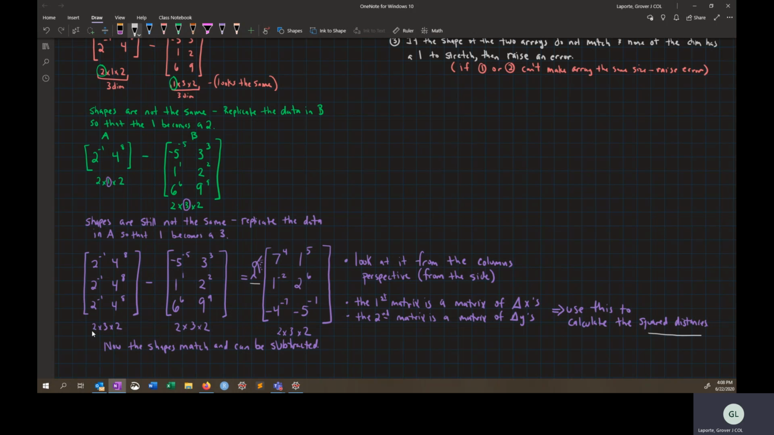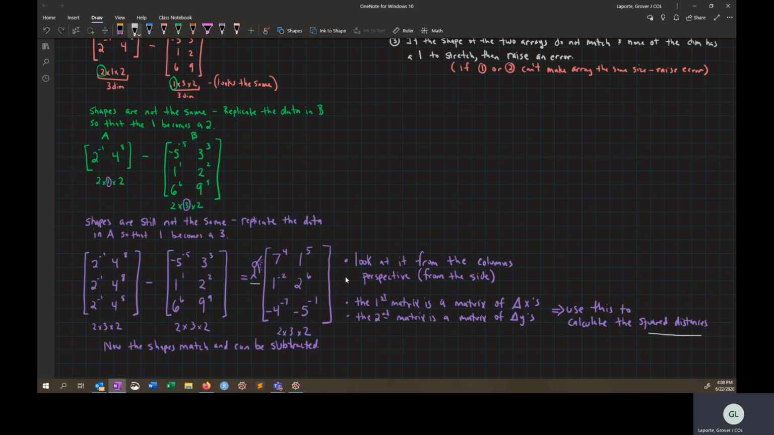And now the shapes are the same. The 2, 3, 2 matches the 2, 3, 2. We don't have anything else to do in the broadcasting world, and we can just do the subtraction. So go back and you can look. 2 minus a negative 5 is that 7 right there. Negative 1 minus a negative 5 is that 4, and so on and so forth. So the rest of these numbers in here are just looking at subtraction.